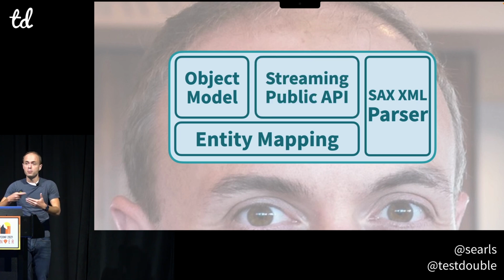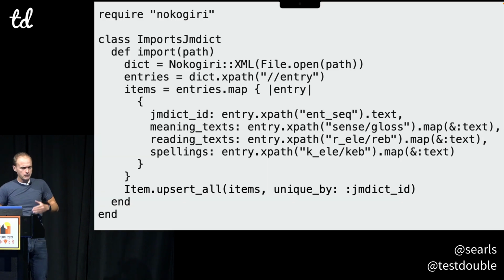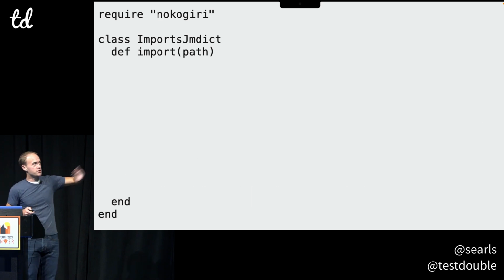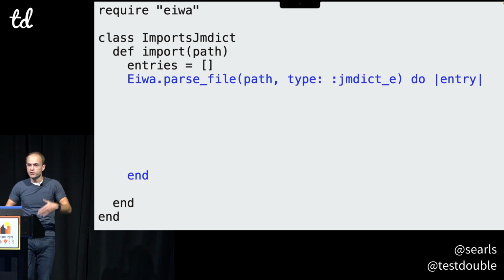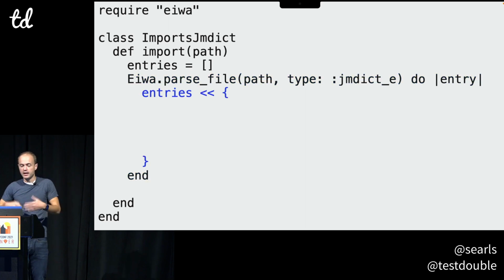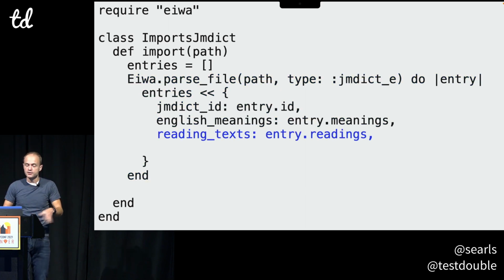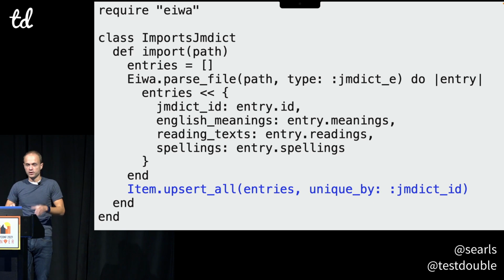And then a streaming public API that was going to be garbage collection friendly, so it didn't chew up so much memory. So I blew away my original Nokogiri implementation and imported AWA. And it looks pretty similar. You still say I'm parsing this file, and I have these entries. I'm just shoveling on these hashes, and then finally, upserting the items again.